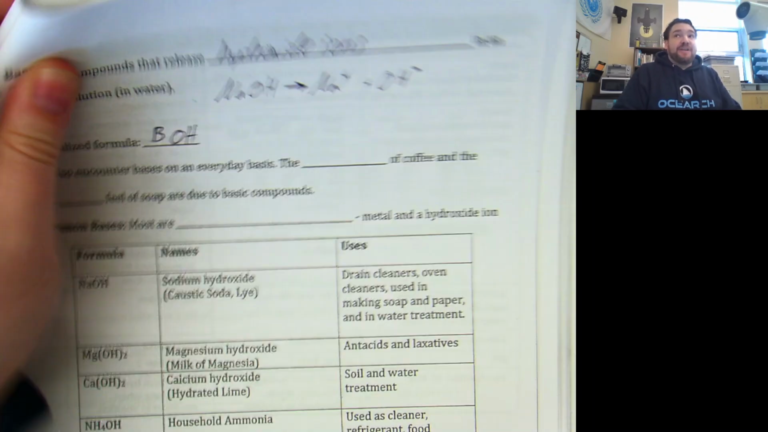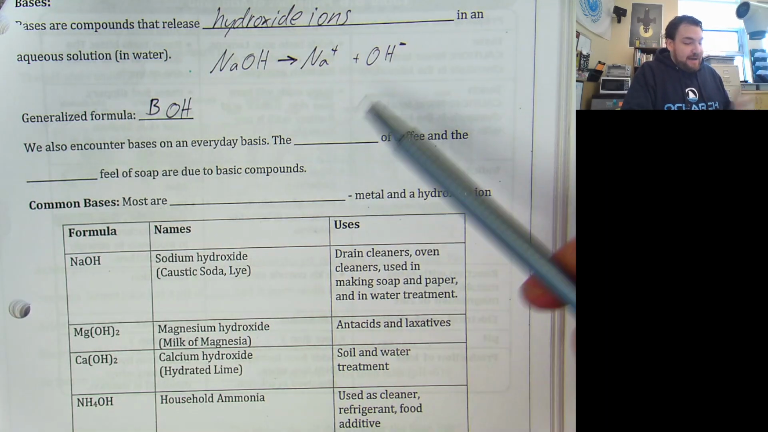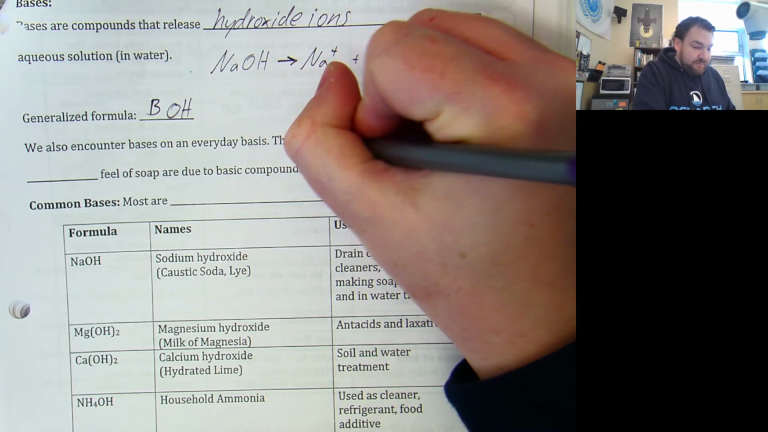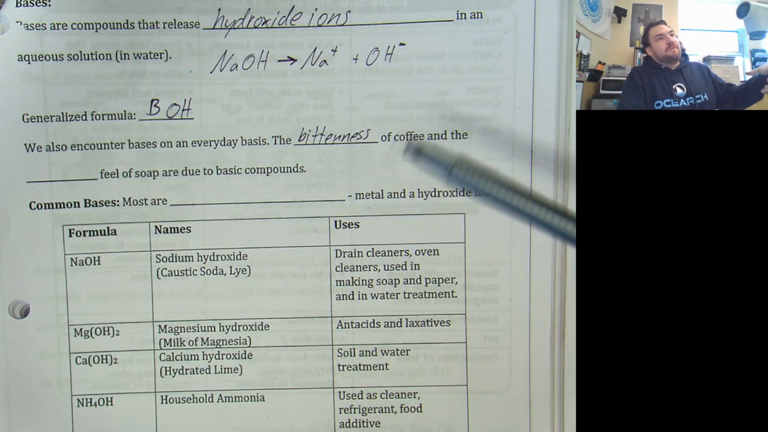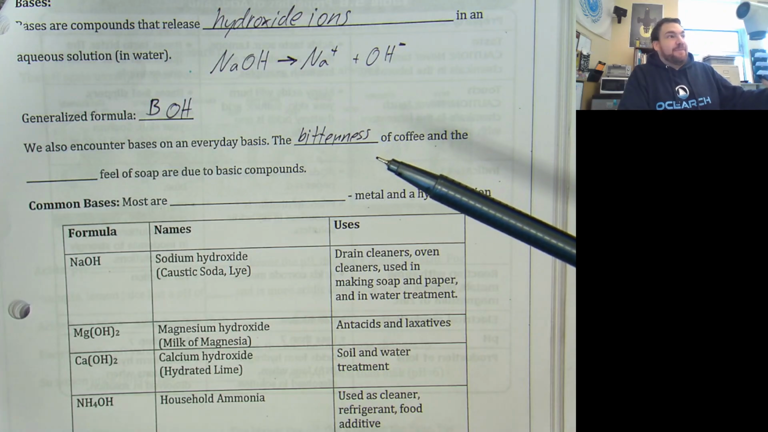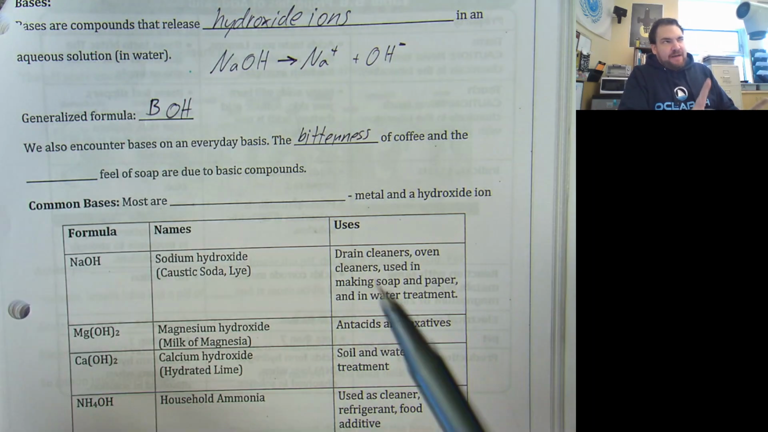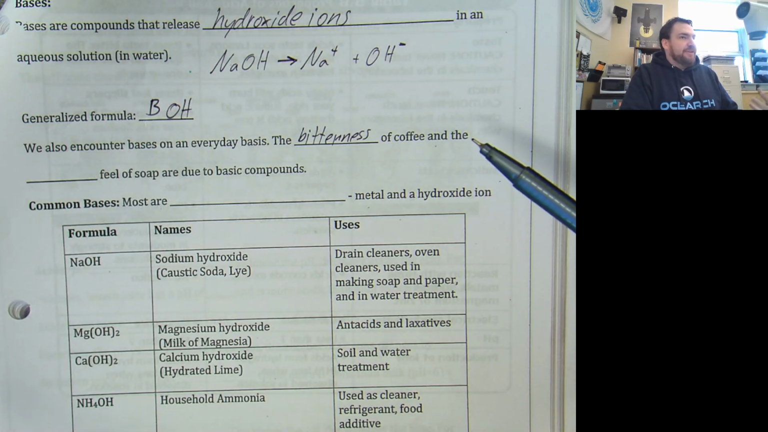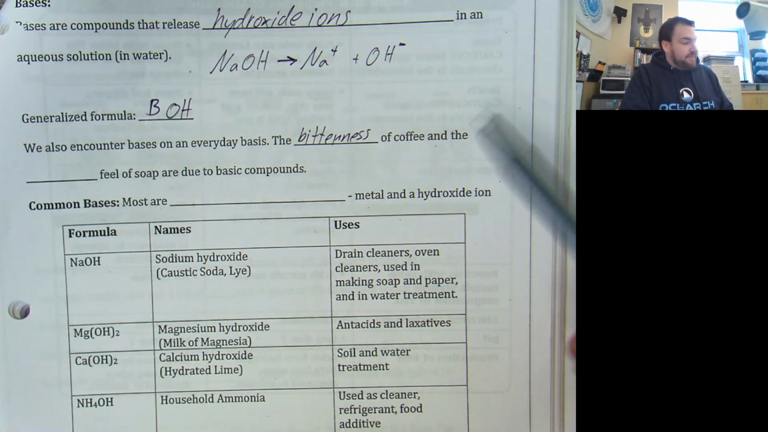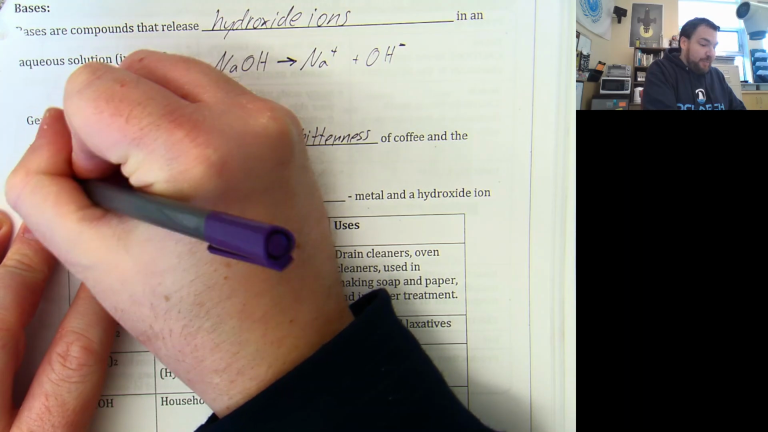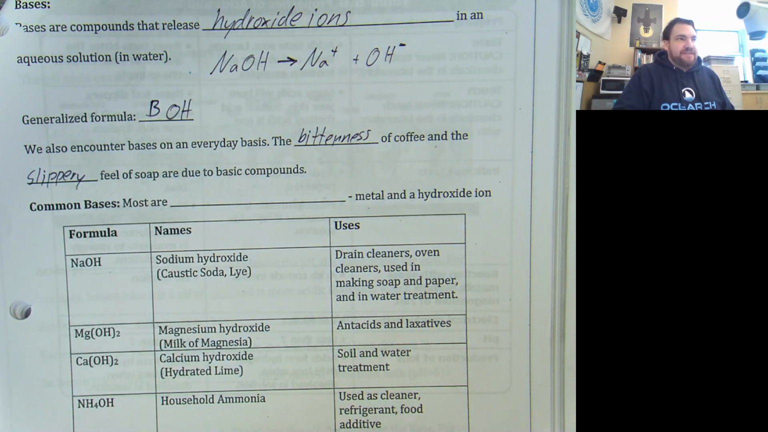Bases are something you encounter every day as well. They're totally useful, very necessary for you to experience in your life. The bitterness of coffee, for those of you who like your coffee. Coffee itself makes you more acidic, but it tastes bitter because there are basic compounds in coffee. It's kind of counterintuitive. You get the taste of the bitterness, of the basicness, even though coffee will make you more acidic. It's complicated. And the slippery feel of soap are due to basic compounds.